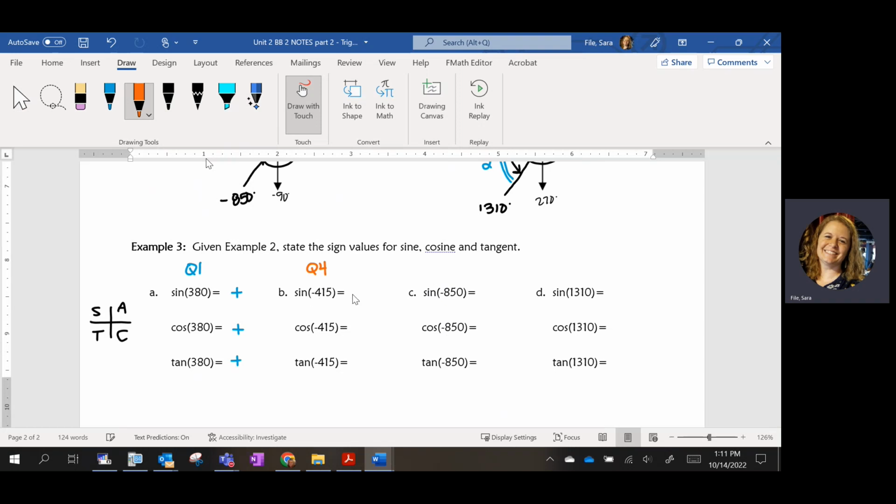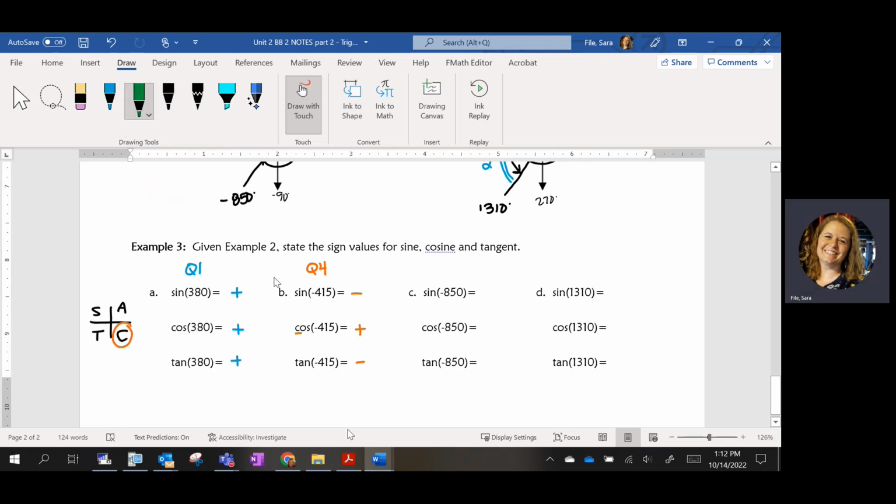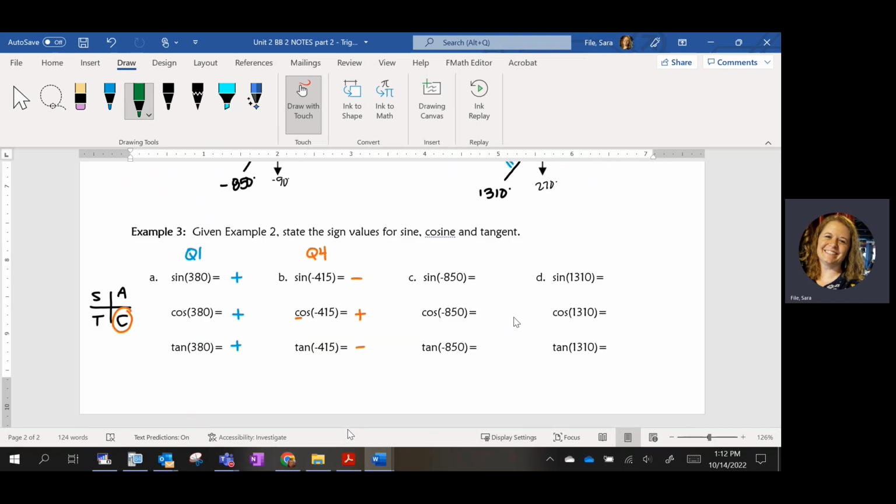So in quadrant 4, what's the sine trig function? Negative. And cosine? And tangent? Good. Because quadrant 4 is the C. That's where cosine is positive. All the others are negative. Okay, and then in part C, I ended up in quadrant 3, also in part D. So both of these, I can go ahead and do at the same time. They both ended up in quadrant 3.